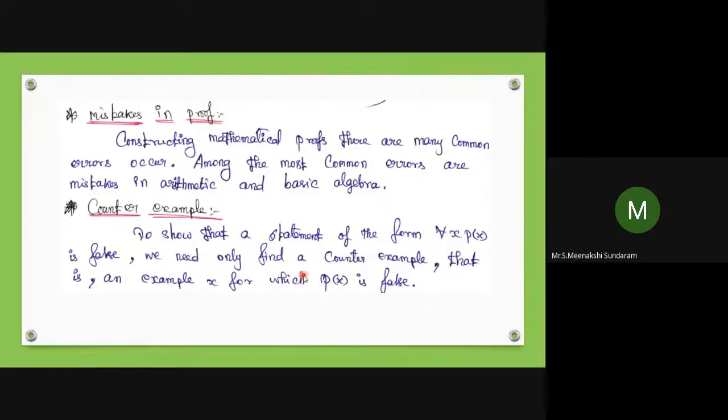Mistakes in proof. Some mistakes. For constructing mathematical proofs, many common errors occur. Among the most common errors are mistakes in arithmetic and basic algebra. Some basic mistakes we can make.